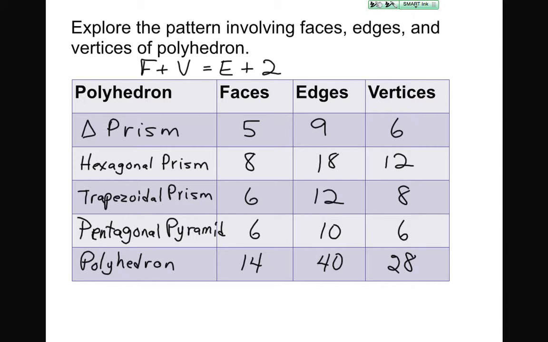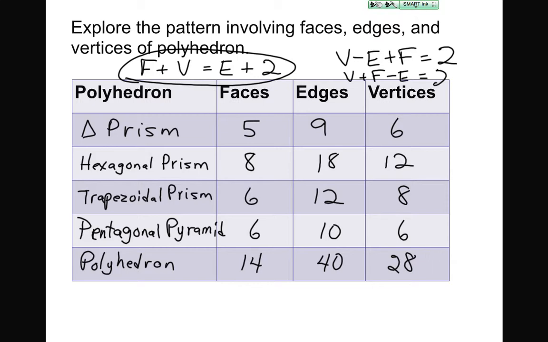Okay, what we just discovered here was what Euler came up with. Now, he might have written it a different way. The way that I have on the wall here is if you take the vertices minus the edges plus the faces, it will always equal 2. Or in a different order, vertices plus faces minus edges will always be 2. There are different versions of it, and Basic Geometry's textbook and Regular Geometry's textbook show it different ways. But this is Euler's formula.